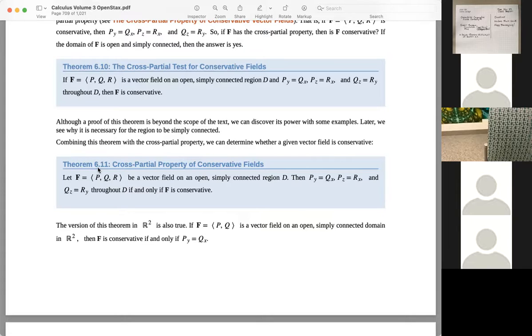Theorem 6.11 takes the truth that we observed here in Theorem 6.10 and marries it to the truth from section 6.1 that if a field's conservative, it satisfies these qualities. And then this becomes what we call a characterization of conservative. If and only if is a very special phrase in mathematics. It means this completely describes that.